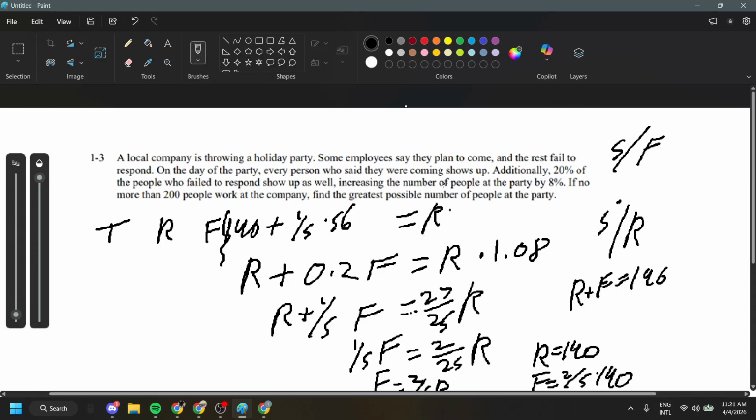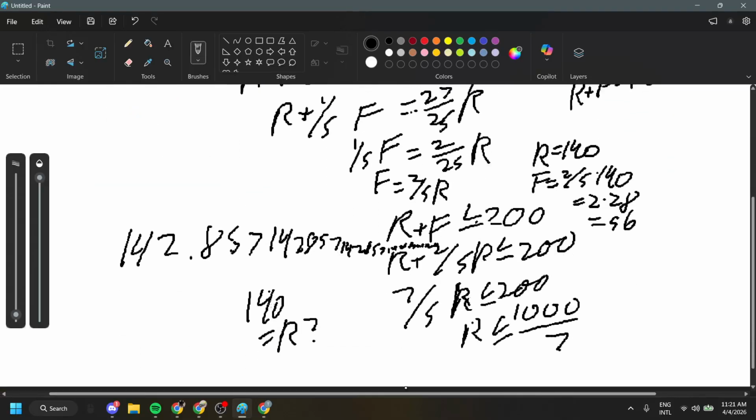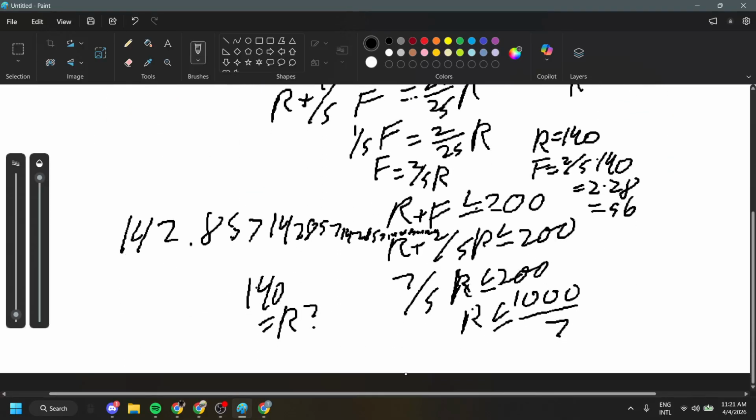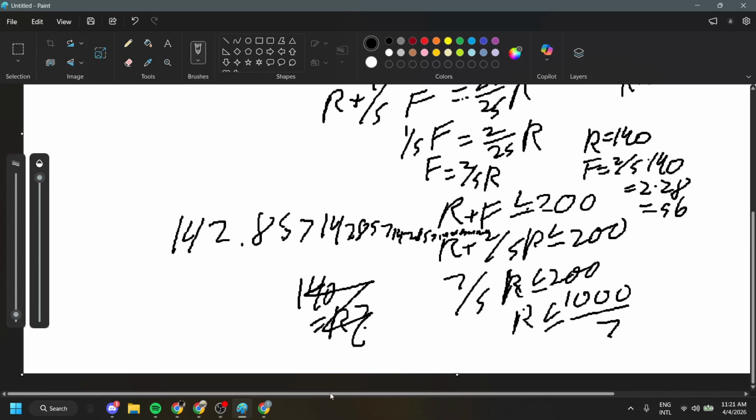I think 25 must divide R, because we're saying it must increase by 8%. Okay. So we know 5 must divide F, and let's say 25 needs to divide R. So if we scrap that, we say that R has to be equal to 125.